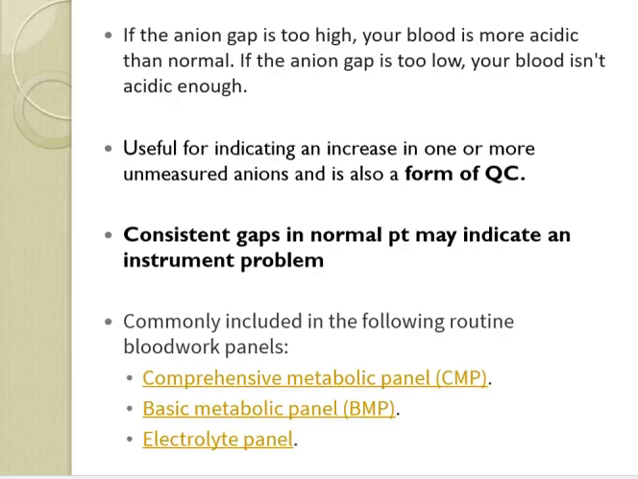If the ion gap is too high, your blood is more acidic than normal. If the ion gap is too low, your blood isn't acidic enough. It's useful in indicating an increase in one or more unmeasured ions, and is also used as a form of QC. Consistent gaps in normal patients may indicate an instrument problem. Some common blood panels that an ion gap is run in are a CMP, or comprehensive metabolic panel, or a BMP, basic metabolic panel, or just your electrolyte panel.